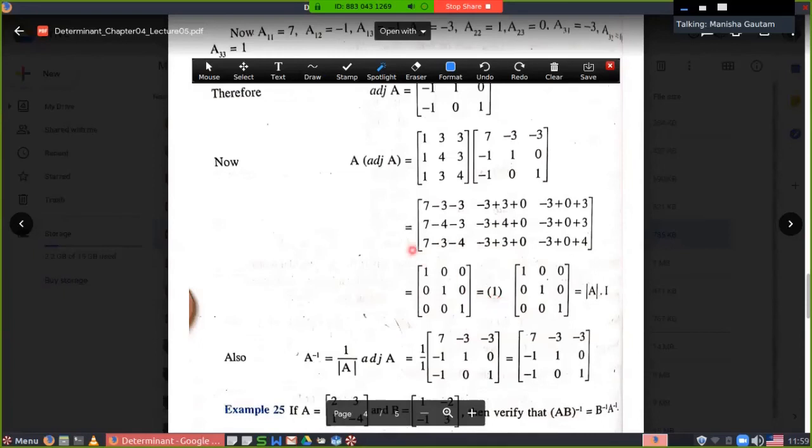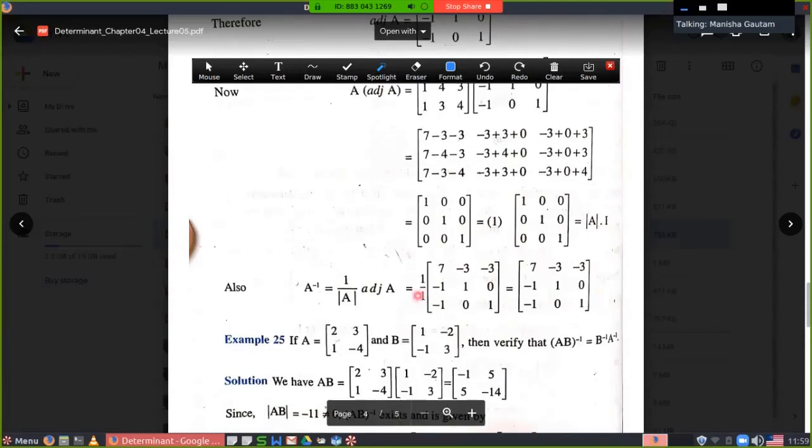So A into adjoint of A is equal to determinant of A into I, because this matrix can be written as 1 into the matrix. 1 is the determinant value, into I, the identity matrix. Now to find A inverse, you have to put the value of determinant of A and adjoint of A. Determinant value is 1 and adjoint is this one. It means 1 multiplied by this matrix, you will get the same matrix. It means this is the inverse of the given matrix.